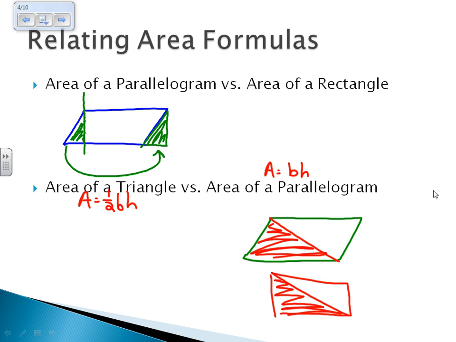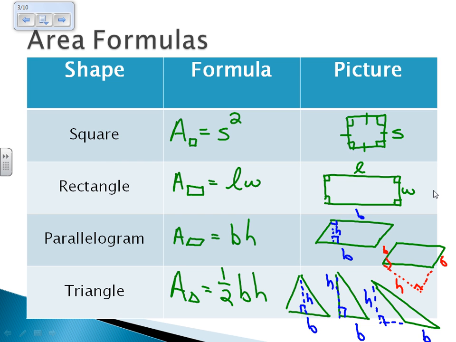Okay. Any questions before we get into the numbers? What I will do is I will give you a formula sheet that will have some of these on it. It will also have some of the volume and surface area stuff that we'll get to in a second. All right. So hold on to it until the end of the year. I'll give it to you on Wednesday.